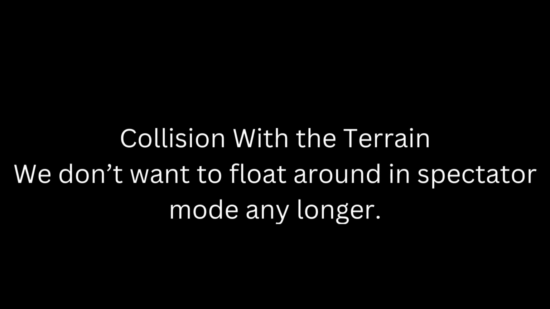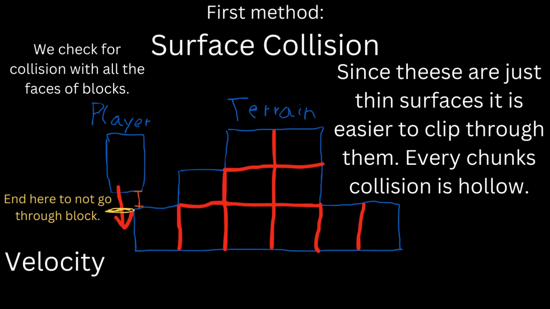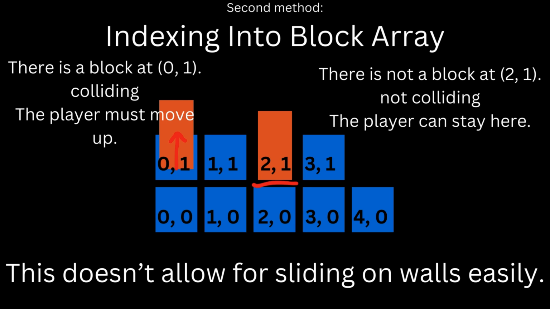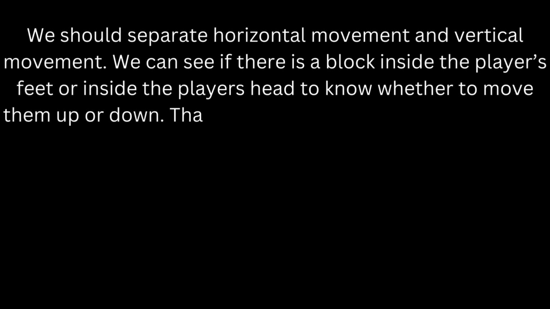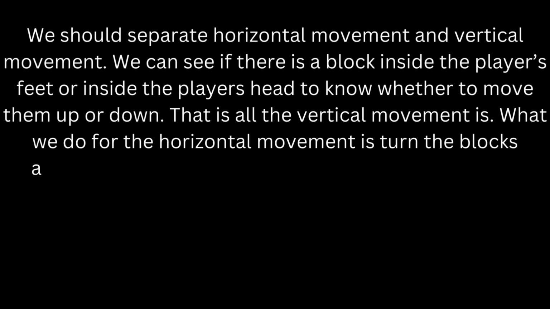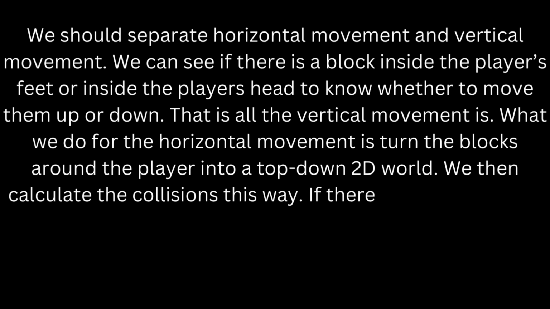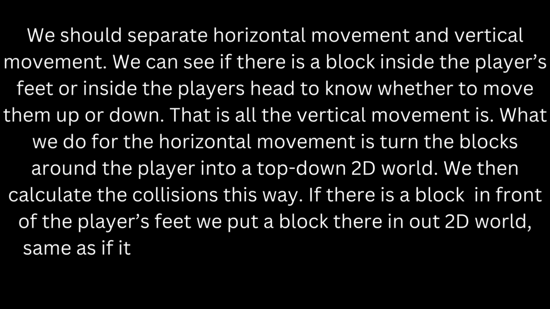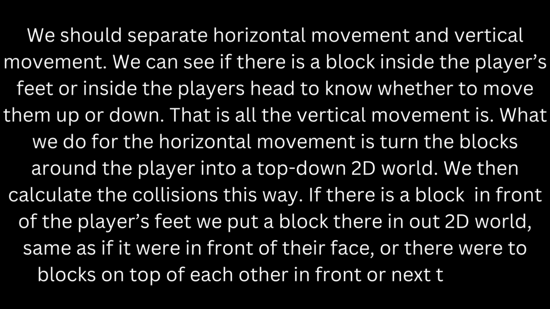Alright, we don't want to float around in spectator mode anymore. Collision is pretty complicated though. I tried a few different ways to get it to work. It took me a really long time. So, just collide with the surface, or we can index into the array of blocks to get a value. But I thought we could just separate the vertical and horizontal movements apart, and then just know if there's a block below the player, we have to keep them on top of that. If it's above the player, we need to keep them underneath that block. And then we just take the blocks next to the player and flatten them like this. And that's how that works.